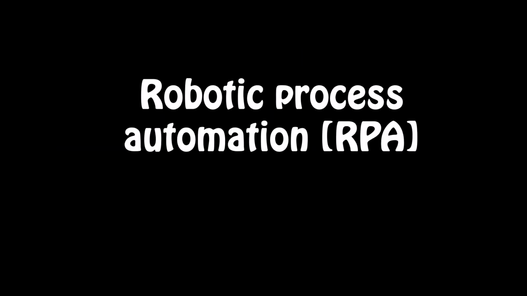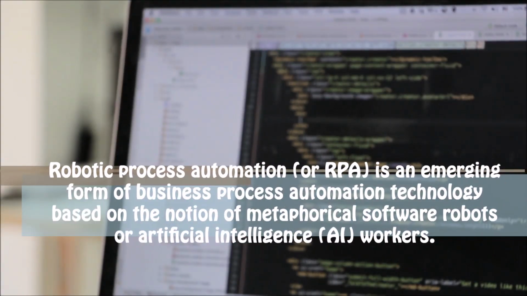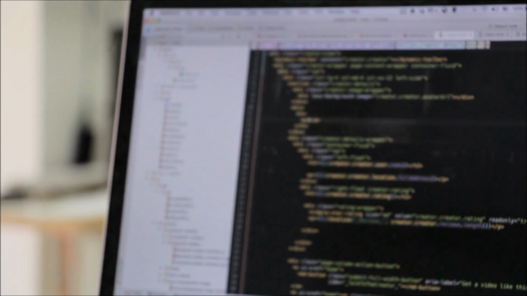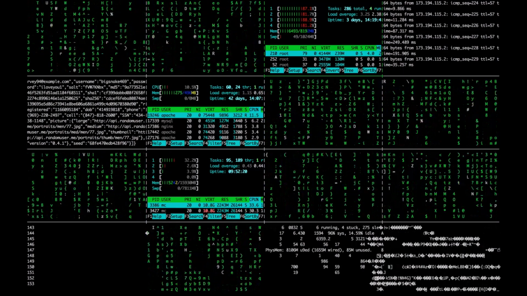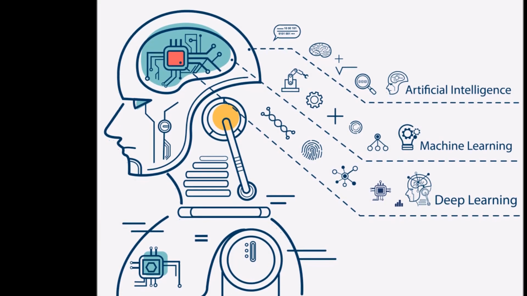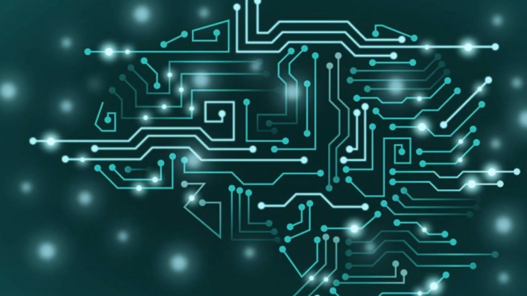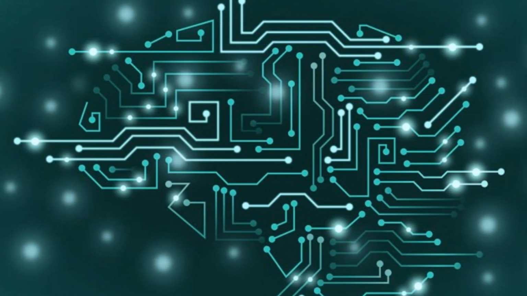Robotic process automation, or RPA, is an emerging form of business process automation technology based on the notion of metaphorical software robots or artificial intelligence, AI, workers. RPA tools have strong technical similarities to graphical user interface testing tools. These tools also automate interactions with the GUI, and often do so by repeating a set of demonstration actions performed by a user. RPA tools differ from such systems by including features that allow data to be handled in and between multiple applications, for instance, receiving email containing an invoice, extracting the data, and then typing that into a bookkeeping system.